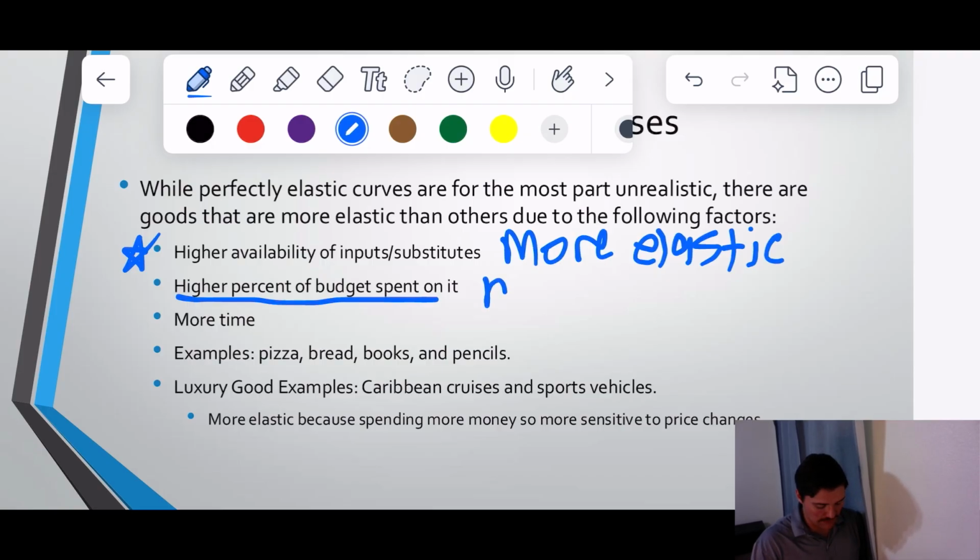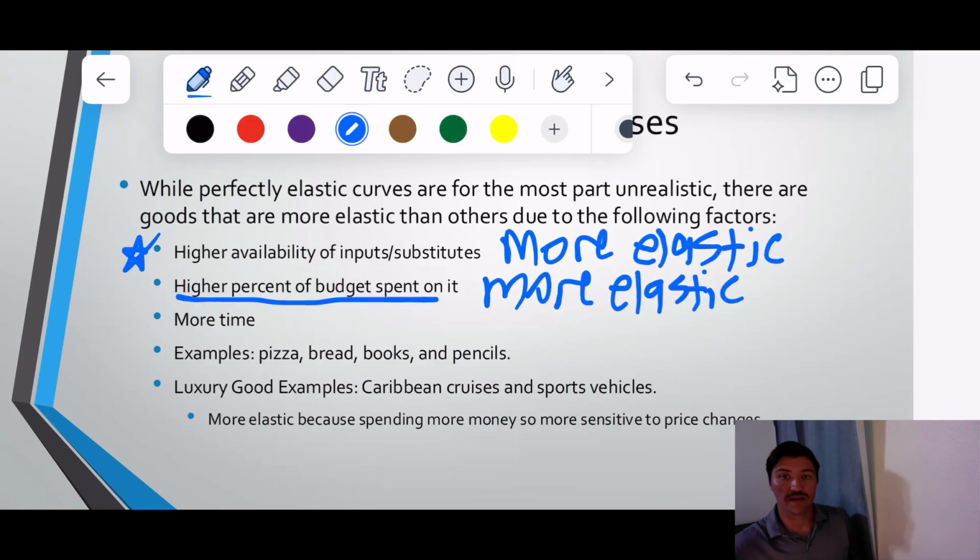And then finally, we have more time. If I gave you more time to research something, or research if you want to buy this, if there is a substitute, how much of your budget it is going to be, you're going to be more elastic. So with more time, you have more time to be sensitive to this product. So therefore you are more elastic here.